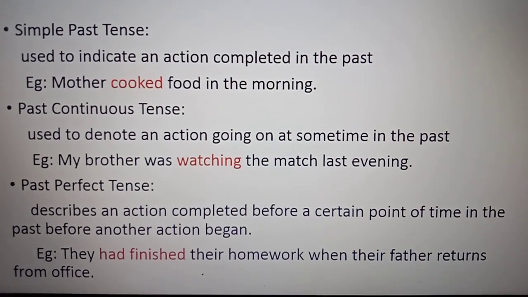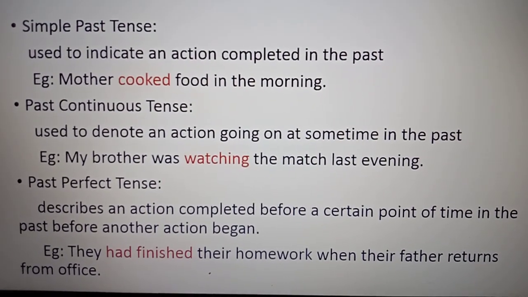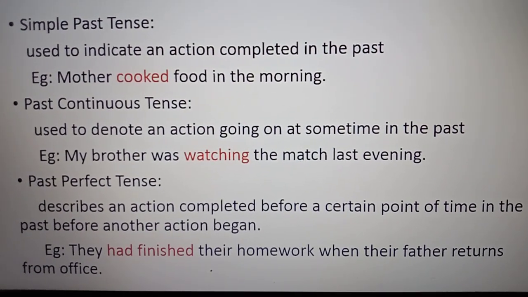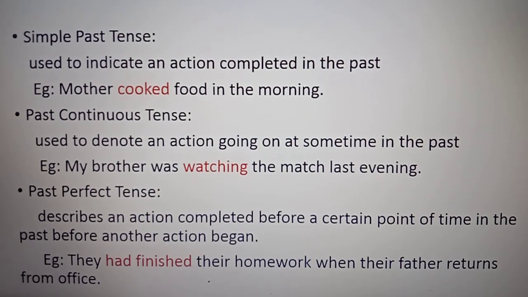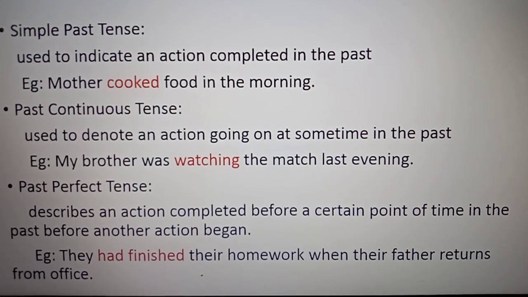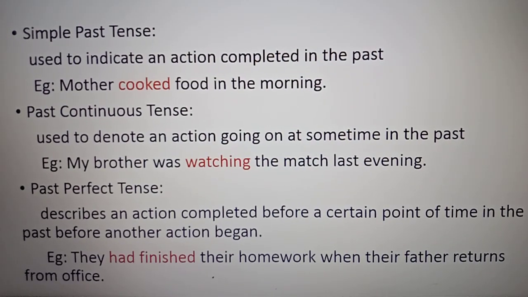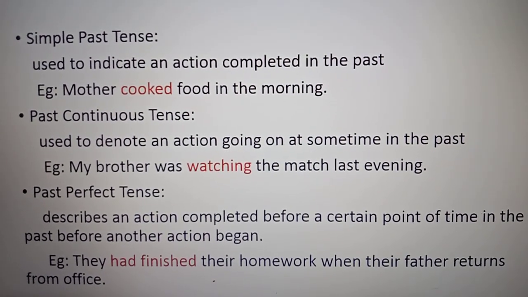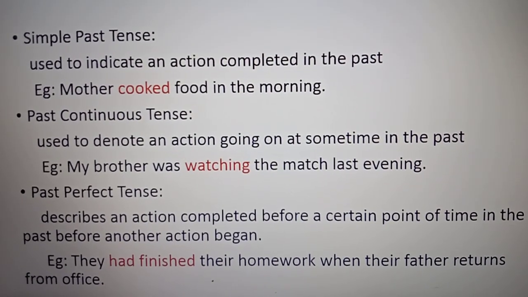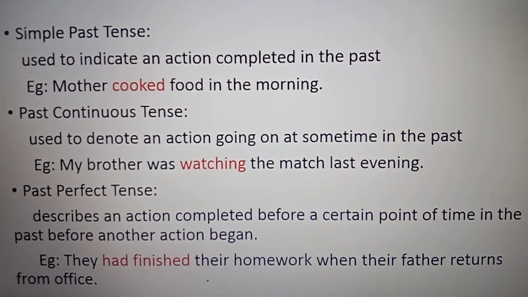Okay, so they had finished. Here in the past perfect, we will use had, whereas in the present perfect we have used has and have. Has for the singular, have for the plural, and this verb will be in the past participle form, which was given in the present tense. Same, finish will become finished, ed, the third form of the verb. Got it? The only difference is that in the present perfect we use has or have, and in the past perfect we will use only had.